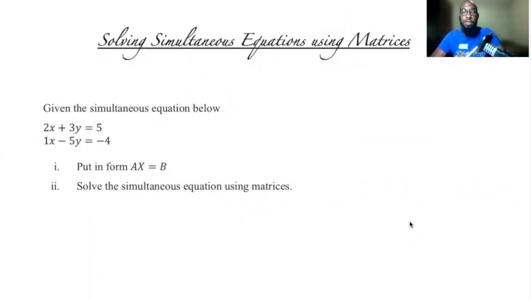We're going to solve a simultaneous equation using matrices. All right, so the first thing I'll do is write on the question. So we have the simultaneous equation here, and we are asked to put in form AX equals B, and then solve the simultaneous equation using matrices. Make sure I put using matrices because there are a number of ways to solve a simultaneous equation. So let me write on the question here.